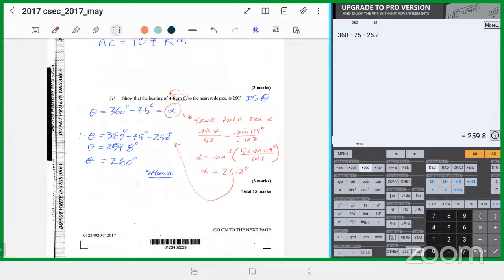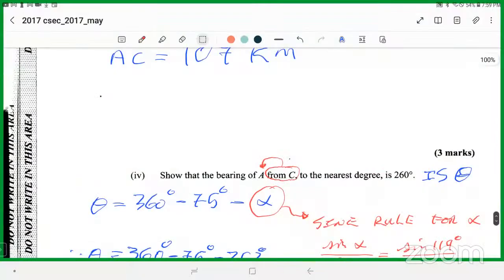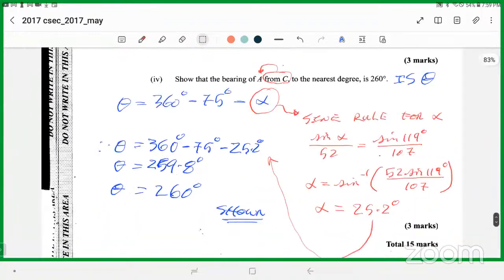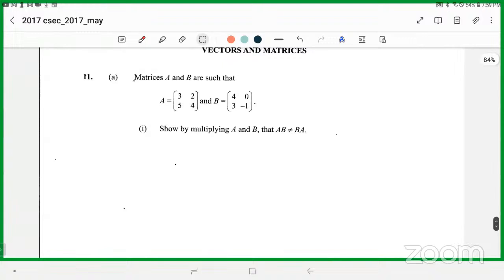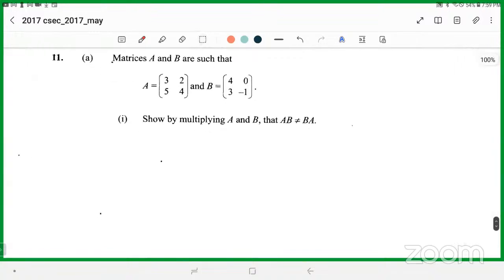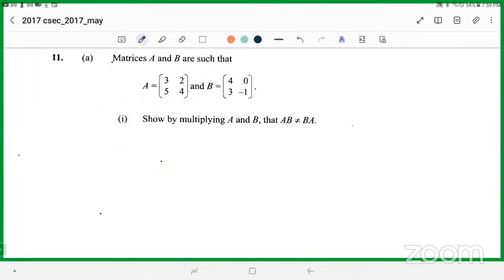That finishes that question. One last question. Nobody died. Let's go. Matrices and transformation. Let's go. Finish strong. 8 o'clock now. Let's go. Finish quickly.